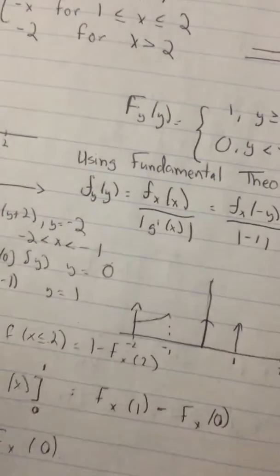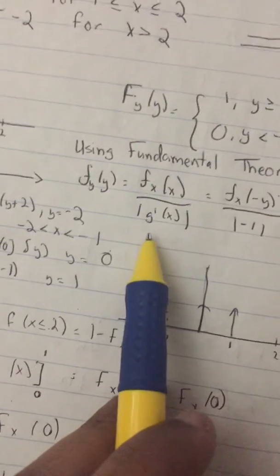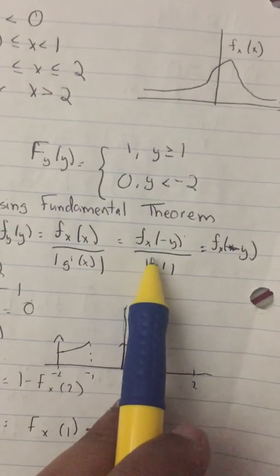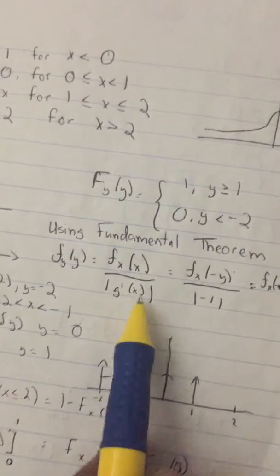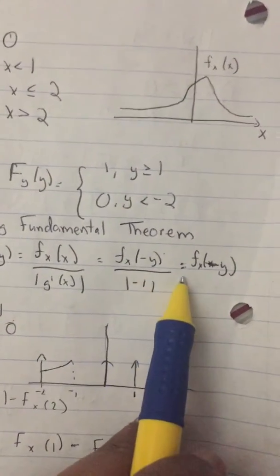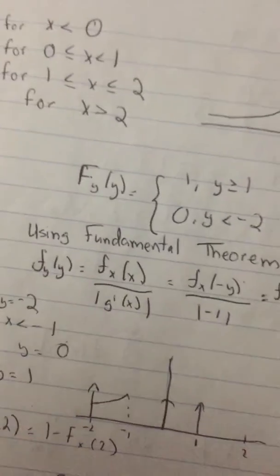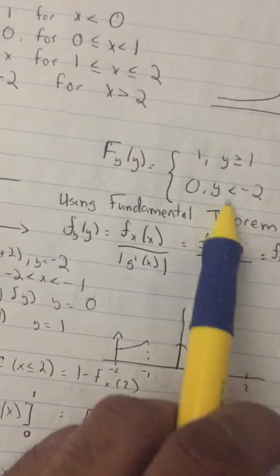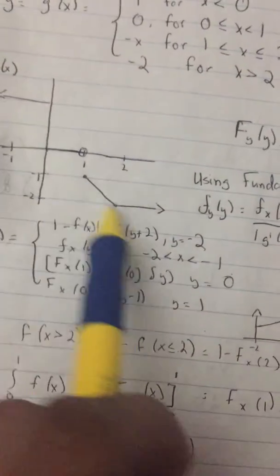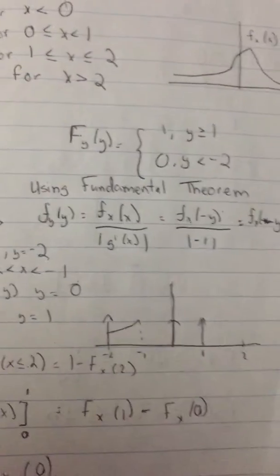First thing we're going to do is, using the fundamental theorem, we can see f_Y of y equals f of x times the absolute value of the derivative, and since x is equal to negative y, we can write this as f of x at negative y times the absolute value of the derivative of x. The derivative of x will be negative 1. The absolute value of negative 1 is just 1, so this will just be f of x at negative y, and we can see big F of y is equal to 1 for y greater than or equal to 1. As you can see right here, over here y will be 1, so just 1 for y greater than or equal to 1, and 0 after negative 2, so there are no values after negative 2, it's just 0.